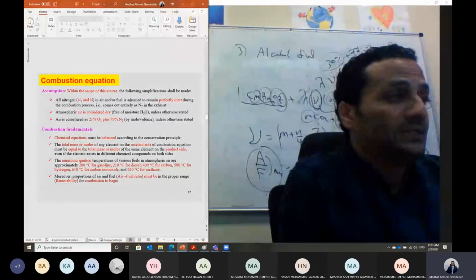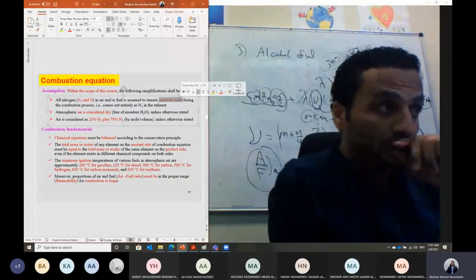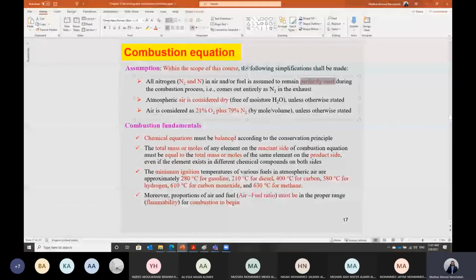Take note of the assumptions in this case, guys. We assume that N2 is a perfectly inert gas. It will be just N2 coming in and leaving as N2. Air is dry, we don't have water vapor in this case, and the air is assumed to be 21% O2 plus 79% N2, unless otherwise mentioned. Like in the case of oxy combustion or oxygen enriched air, if we have a change in this composition, I will let you know in a given problem.